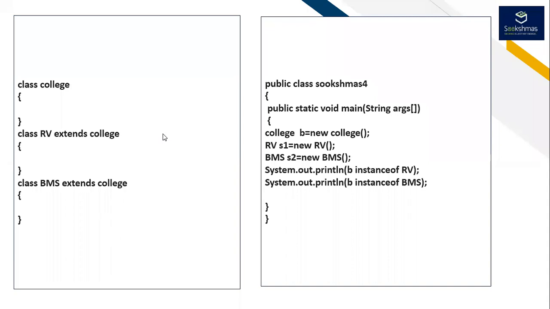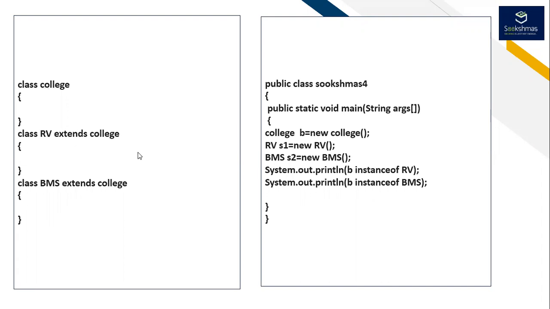It's an important topic, the instanceof operator. The instanceof operator is used to check whether an object belongs to the specified type. Specified type in the sense it belongs to the class, the subclass or the interface. This is the standard definition of the instanceof operator. In this code, we have a class called College, another class RB that extends College. We have one more class called BMS that also extends College.